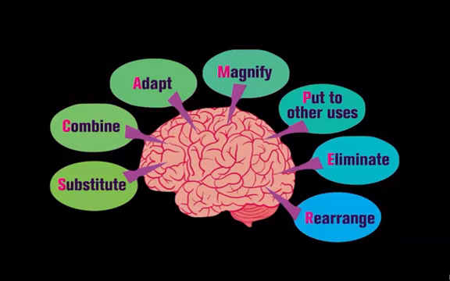E is for eliminate, where we get rid of parts of the problems by eliminating any unnecessary processes. R is for reverse or rearrange, where we change the order in which we do things so that we can think differently. This helps with creativity and might help with a problem-solving process. Let's take a look at a video showing how a Scamper technique could possibly be used.